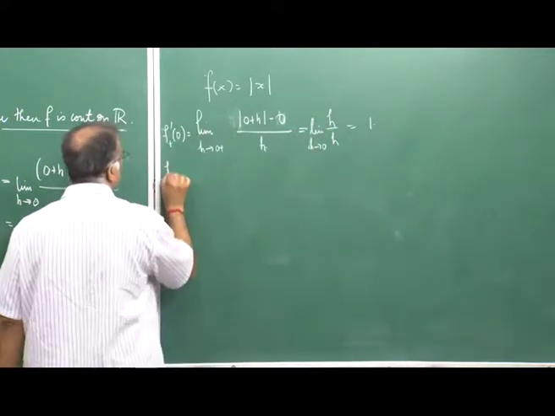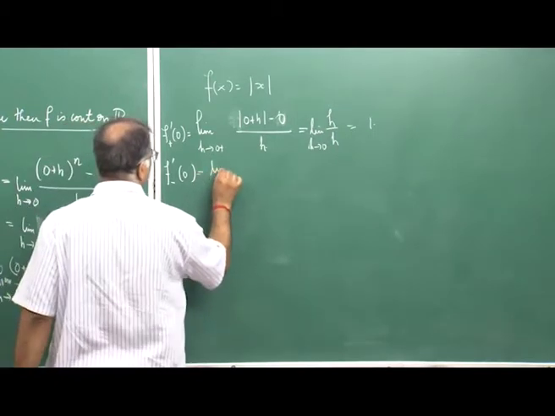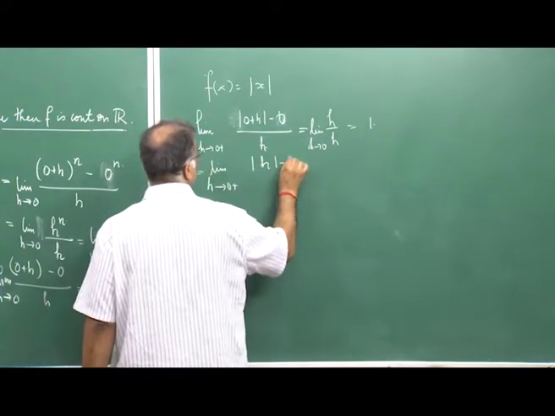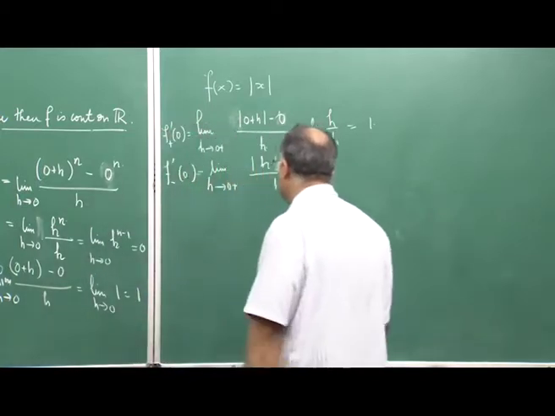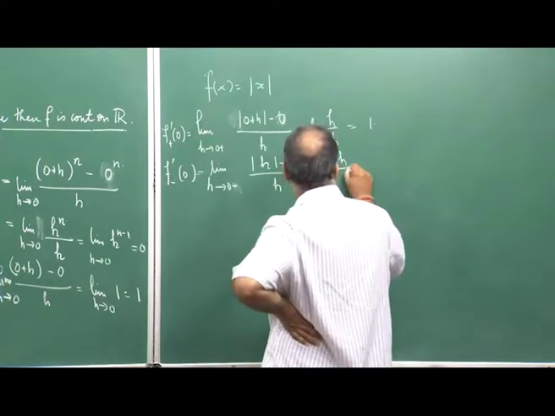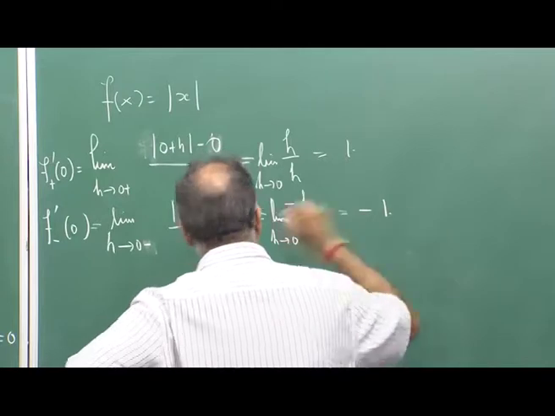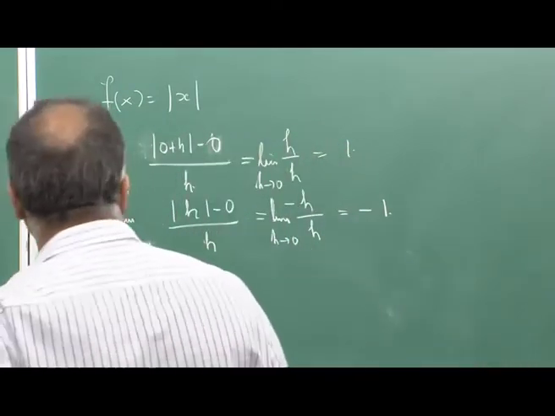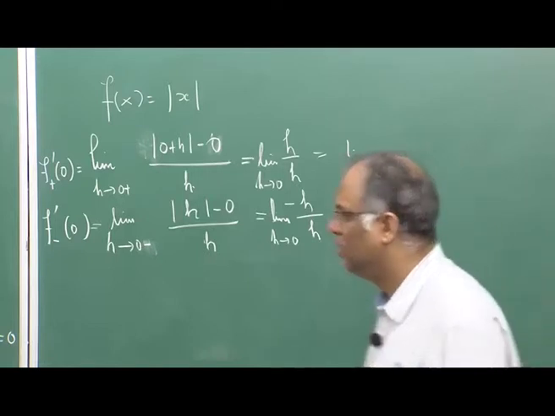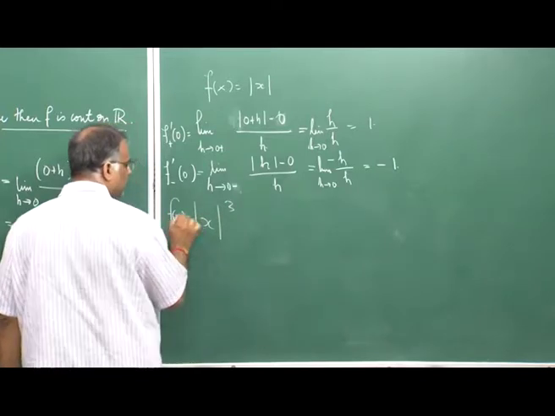But if I take the left limit, then this is mod of h, since h is negative, now going to 0 from the negative side. So then this will become minus h by h. So the limit of this as h tends to 0 is nothing but minus 1. So the left limit and right limit are not the same as h approaches 0 for this function. But if for example, you take mod x cube, this has a limit at 0 and that is 0.